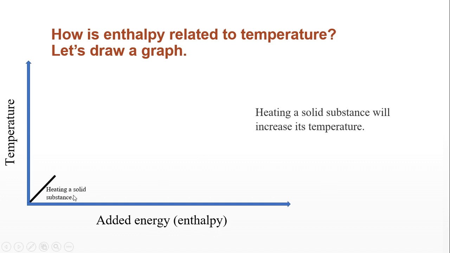In the beginning of a solid substance, let's think that we have an ice cube. We add energy to the system, we add enthalpy. That means that the temperature of that ice cube will increase, according to a linear relationship like this. Nothing very strange there. You heat something and the temperature increases, or you add energy to something and the temperature increases.